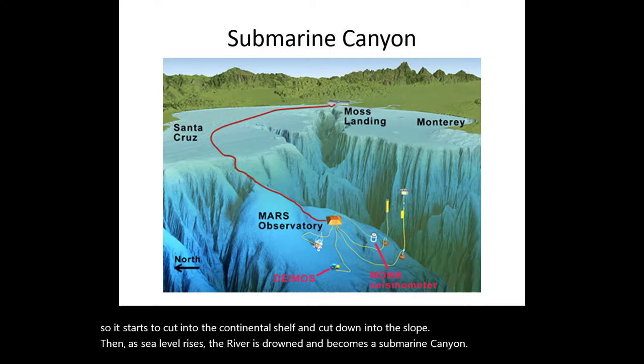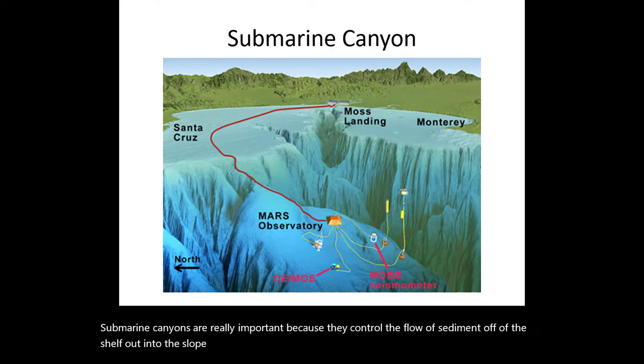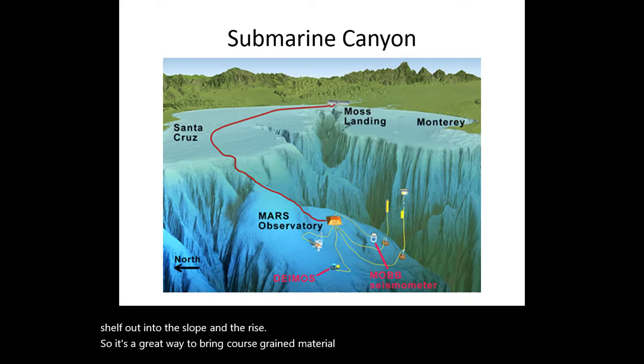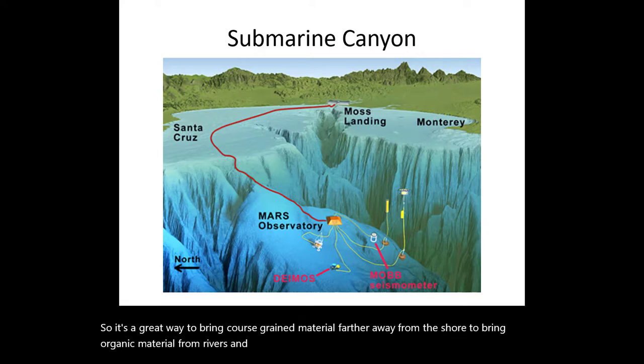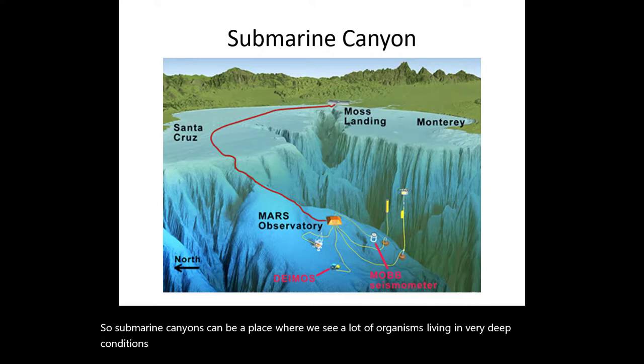Submarine canyons are really important because they control the flow of sediment off of the shelf out into the slope and the rise. So it's a great way to bring coarse-grained material farther away from the shore, to bring organic material from rivers and deltas farther out into the deep ocean for organisms to thrive on. So submarine canyons can be a place where we see a lot of organisms living in very deep conditions because of the nutrients and oxygen that are transported to the deep through the flows that happen in these submarine canyons.